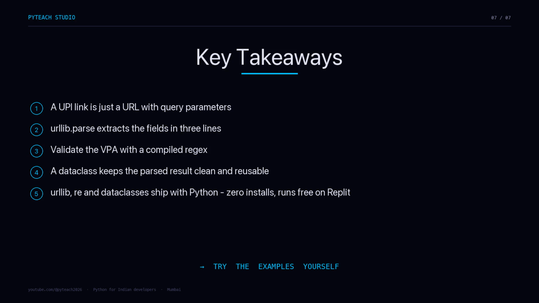And that is a complete UPI transaction parser. You learned that a UPI link is really just a URL, how to pull out its fields, how to validate the payee address, and how to wrap it all in a tidy data class. Try extending it to handle the reference ID and merchant code next. Everything here uses the standard library, so go build something.